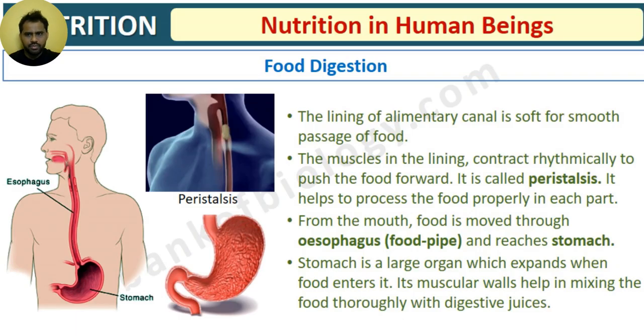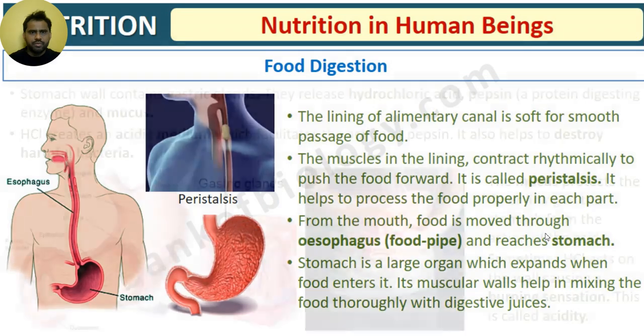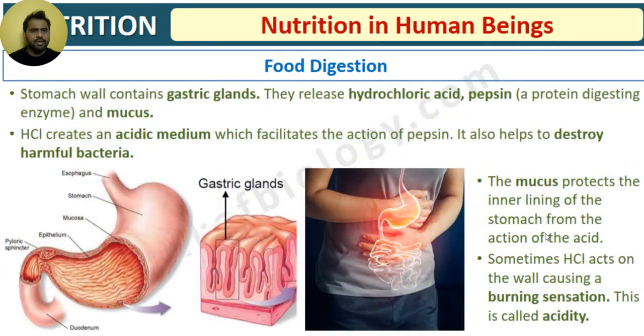From the mouth, food is moved through the esophagus, the food pipe, and reaches the stomach. The stomach is a large organ which expands when food enters it. Its muscular walls help in mixing the food thoroughly with digestive juices. Now let's move ahead and see more about food digestion.